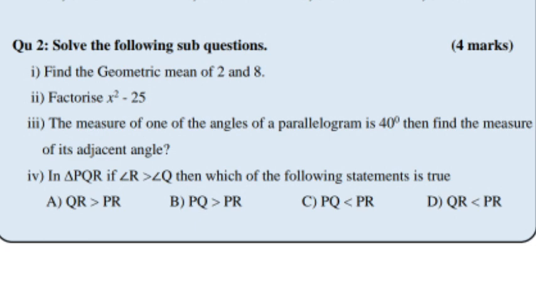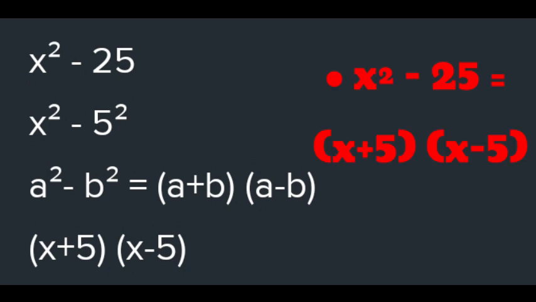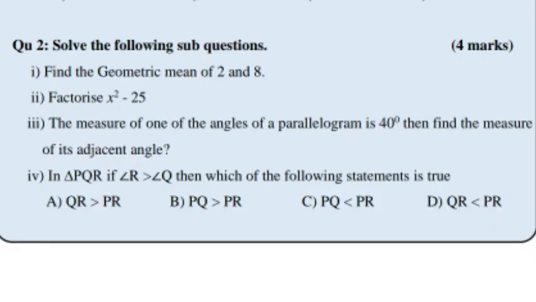Now next question, question 2. Factorize x square minus 25. So friends, x square minus 25, we know that 25 is the square of 5. Hence the equation becomes x square minus 5 square. As we know that a square minus b square is equal to a plus b into a minus b. So x square minus 5 square becomes x plus 5 into x minus 5. Hence, the answer is x square minus 25 is equal to x plus 5 into x minus 5.